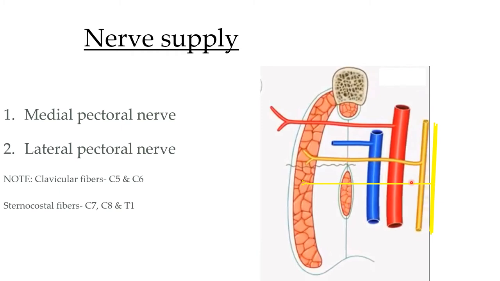fascia. On the other side, this is the medial cord, and from the medial cord, a branch comes, which is medial pectoral nerve, which pierces the pectoralis minor muscle, innervates the muscle, and then approaches the pectoralis major muscle from the deeper aspect in order to innervate the pectoralis major muscle. So this is how the medial and the lateral pectoral nerve approach the pectoralis major muscle in order to provide the nerve supply to the muscle.